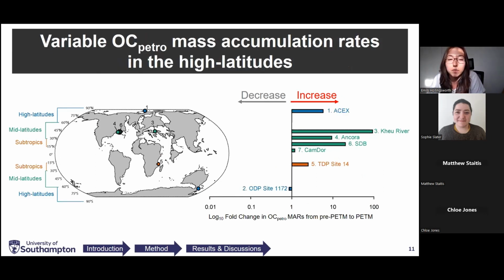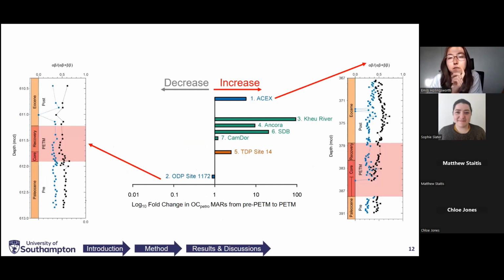However, if we look at the high latitude sites that we have, which is this northern hemisphere Arctic site and then the southern hemisphere site here, you can see the results are a little bit more varied. You've got an increase in the Arctic and a decrease at this ODP site 1172. However, when we look at the biomarkers, and I've only plotted the alpha-beta to beta-beta ratio here because that's the one I explained, you can see through depth there's actually no change.